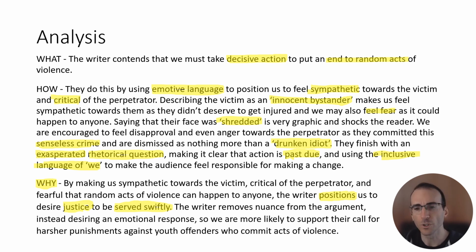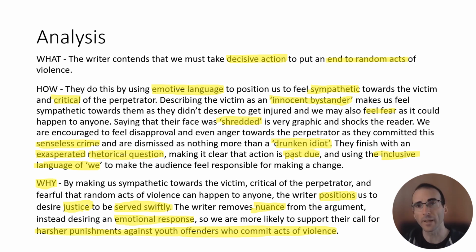The writer removes nuance from the argument. They don't want us to think through the details. They don't want us to think about the socioeconomic background or mental health problems that the perpetrator's suffering from. They just want us to see them as a drunken idiot who shredded the face of an innocent bystander. So the writer removes nuance from the argument, instead desiring an emotional response. They've got all that emotive language, so that we are more likely to support their call for harsher punishments against youth offenders who commit acts of violence, which is their contention. So I've ended with, how's it all designed to make you agree with the contention?